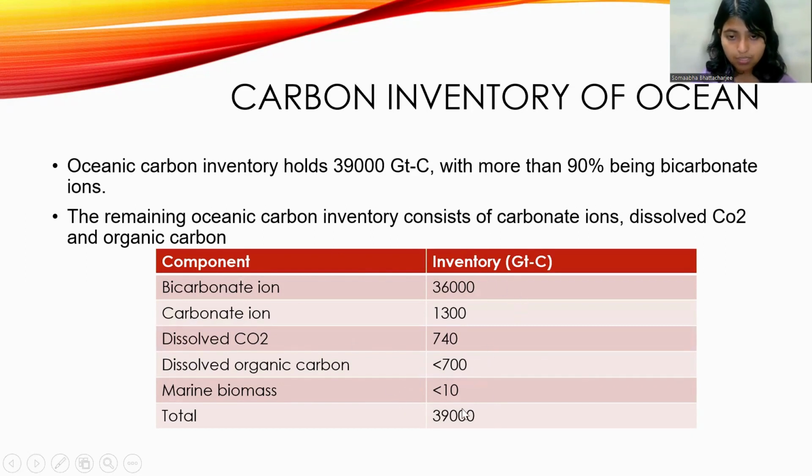So all this totals up to 39,000, and we can see that this is the highest carbon inventory out of the atmosphere and soil and sediments. So the carbon inventory of the ocean contributes the highest amount of carbon in gigatons of carbon.